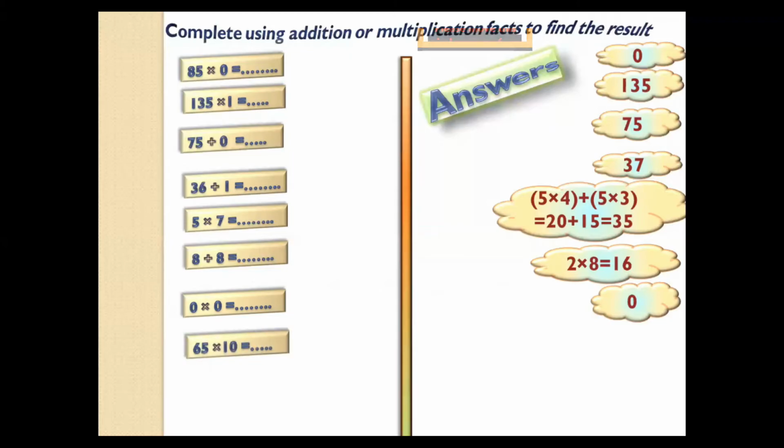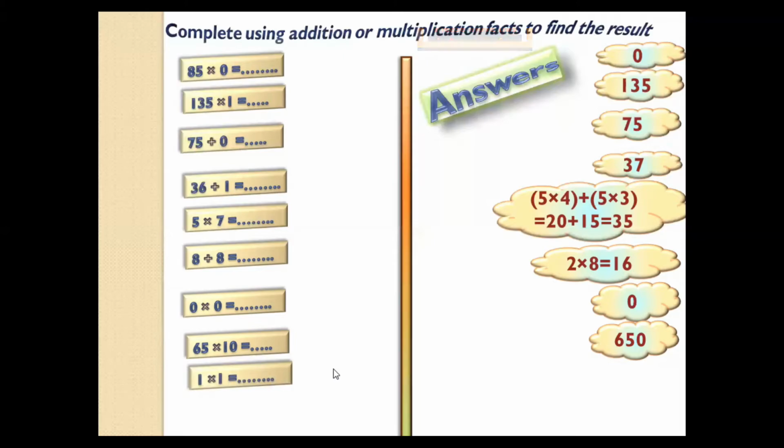65 by 10 equals 650. From the last lessons, we multiply the two single-digit factors. 65 by 1 is 65, and then we count how many zeros are there here. We have here 1 zero. So we add 0 to 65 to get the product of 65 by 10, which equals 650.